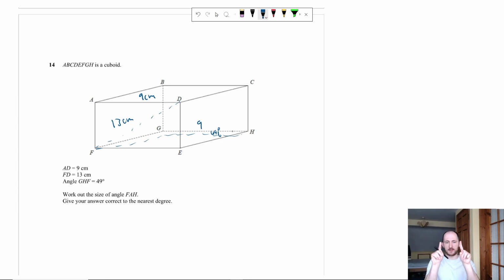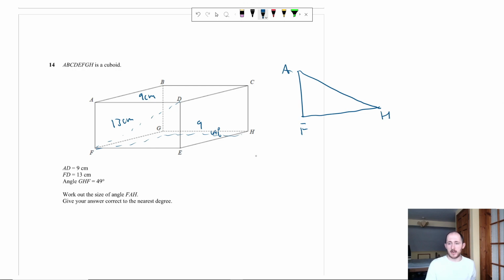Because remember, the widths of the cuboid will stay the same everywhere. Now the reason why I'm doing this is I can actually work out what FH is. And because I want to work out what the angle FAH is, if I draw that triangle out, FAH, how would be the best way to say it? FA and then to H. Like this. We have AFH.